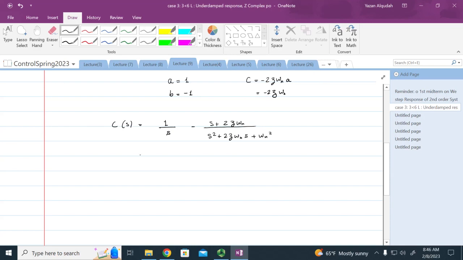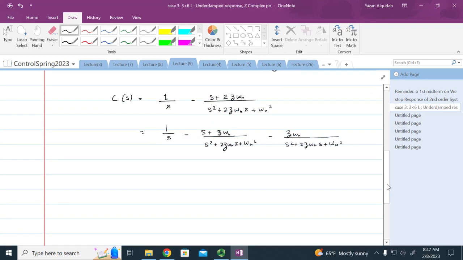Okay, I can write this as 1 over s minus s plus zeta omega n divided by s squared plus 2 zeta omega n s plus omega n squared, minus zeta omega n divided by s squared plus 2 zeta omega n s plus omega n squared. Agree? I have 2 zeta omega n. I just split them into two terms.